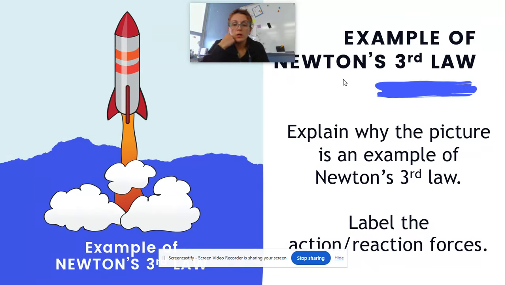rocket. Okay, so we're not going to really explain why it's an example of Newton's third law, but we are going to talk about the action and reaction pair. The other thing I want to say is this is a lab that we're going to do at the end of the quarter, and I'm really excited about it. It's our balloon rocket lab.